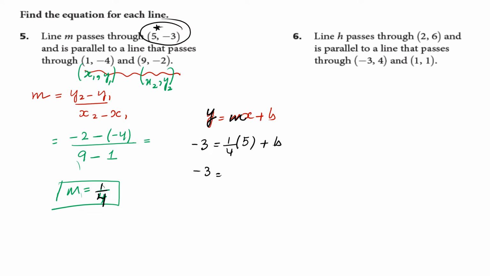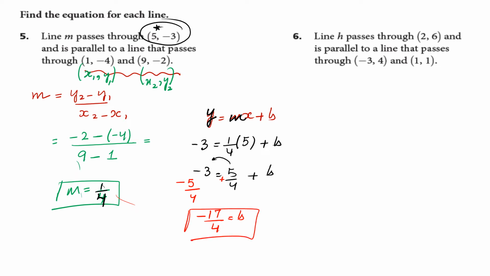Now simplify. 1 over 4 times 5 gives us 5 over 4. Don't change it into a decimal. Bring the 5 over 4 to the other side. It is plus here, so when you bring it over, it becomes negative 5 over 4. Now write in the calculator negative 3 minus 5 over 4, and you will get negative 17 over 4, and that is the value of b.